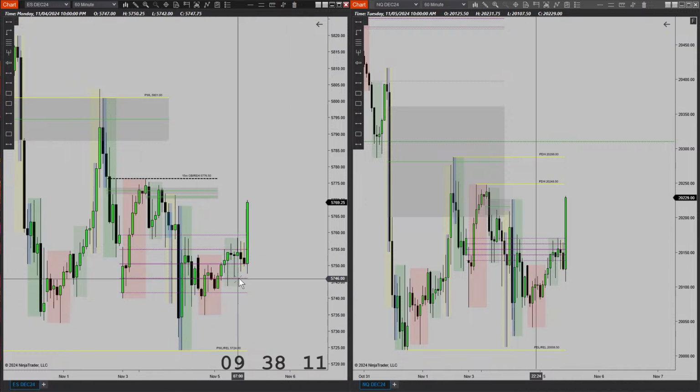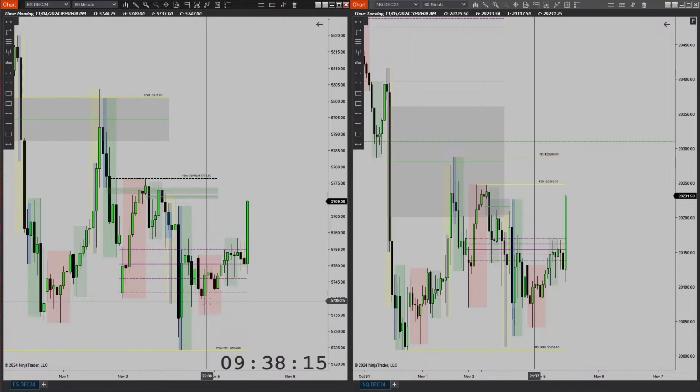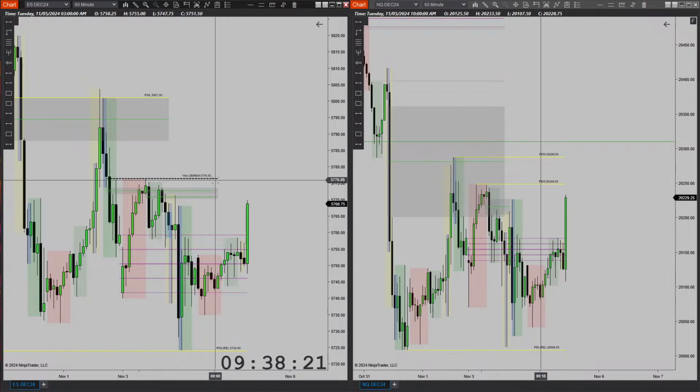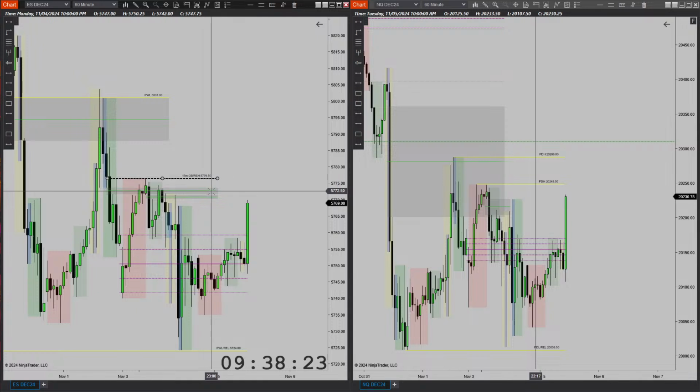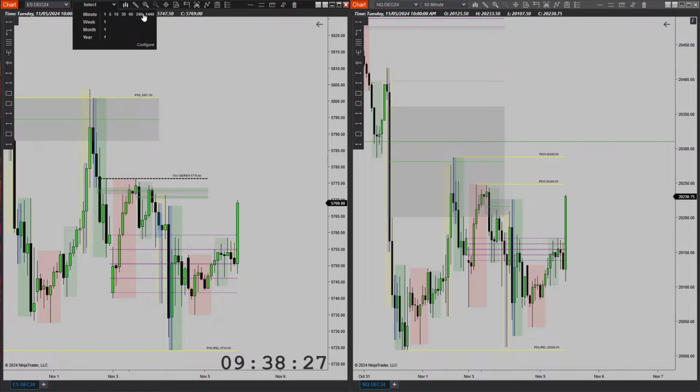We have a lot of consolidation here. Yep, we have a lot of consolidation here. So I have some gaps here. Let's start at the daily actually.